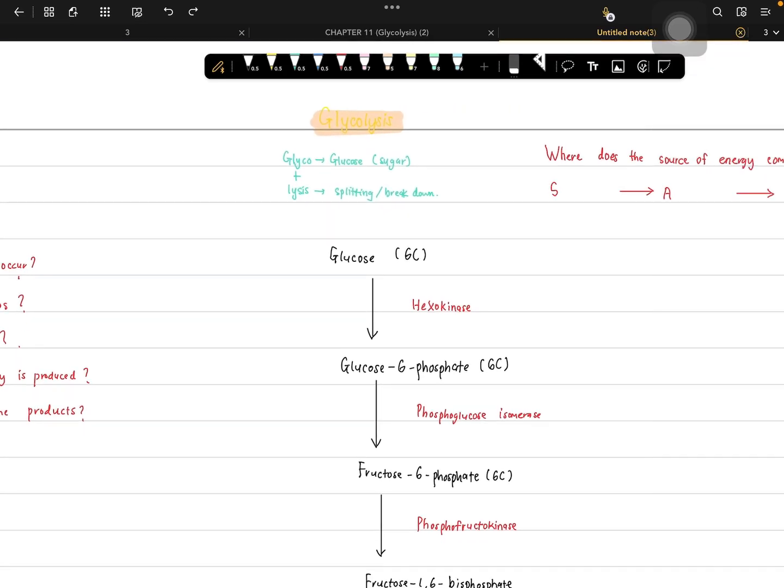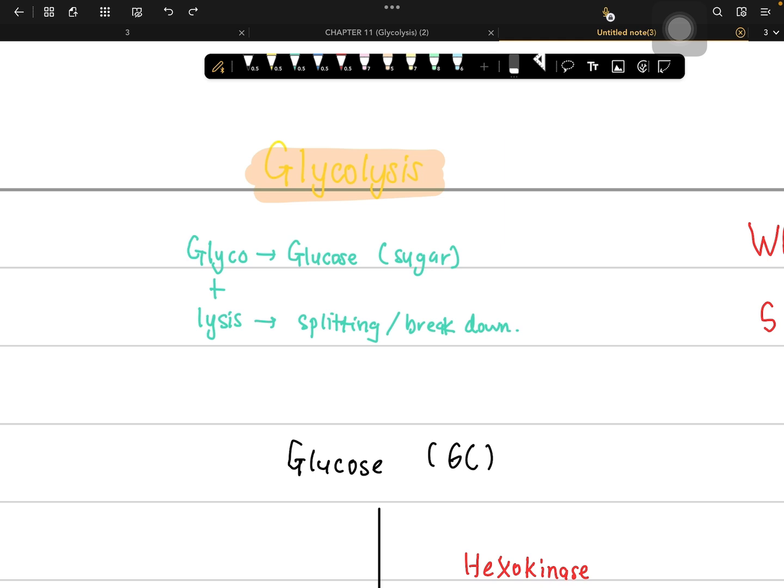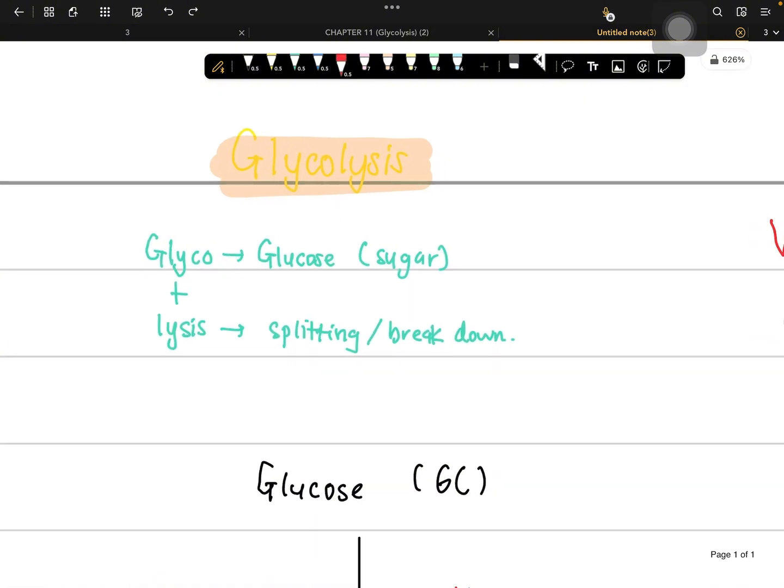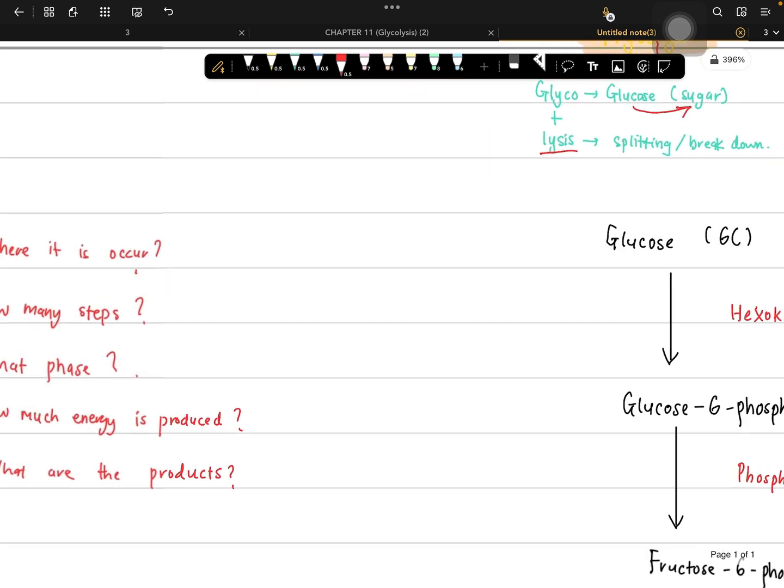Hello guys, so today we are going to study glycolysis. First of all, before we begin, we need to understand what glycolysis is. Glycolysis is made of two words, glyco and lysis. Glyco means glucose or sugar, and lysis is the splitting or the breakdown. So glycolysis is the process of breaking down sugar. Alright, next.